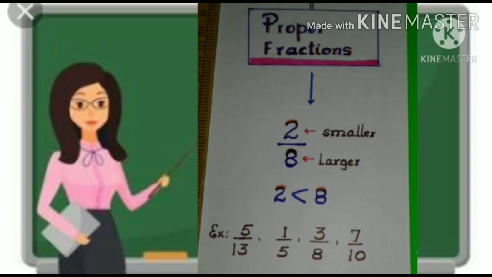Proper fractions. A fraction in which the numerator is less than the denominator is called a proper fraction. Look at the fraction 2/8. Here, 2 is less than 8, so it is a proper fraction. Other examples are 5/13, 1/5, 3/8, 7/10, etc.